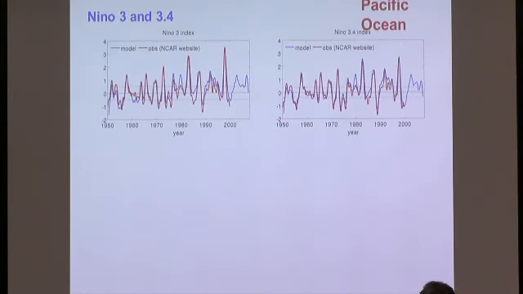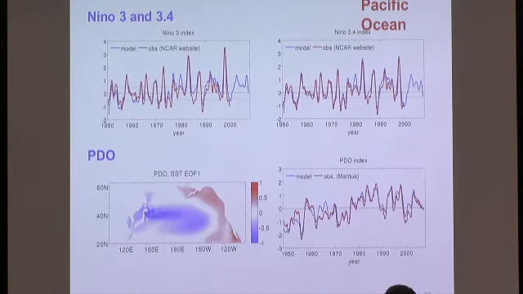We checked that all the obvious indices are nicely modeled, but this rests mostly on the fact that the atmospheric forcing is appropriate, and the same concerns the Pacific Decadal Oscillation Index. So the model reproduces this, but this is not surprising because it is built into the forcing.